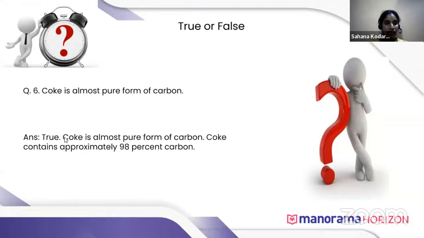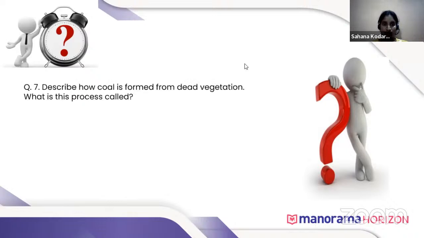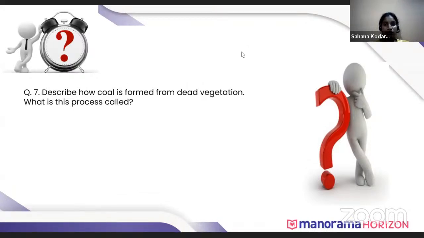So, Coke is the almost purest form of carbon. Coke contains approximately 98% of carbon. So, due to the presence of 98% of carbon in Coke, it is known as the purest form of carbon. Let us move to the next question. Can anyone tell how coal is formed from dead vegetation? Drop a message in the chat box. I will allow you to speak. Can anyone tell how coal is formed from the vegetation?